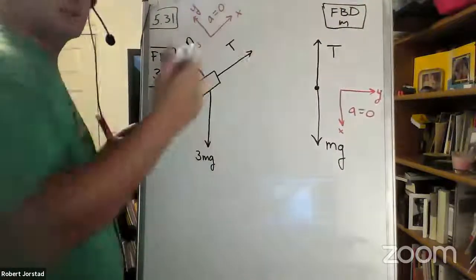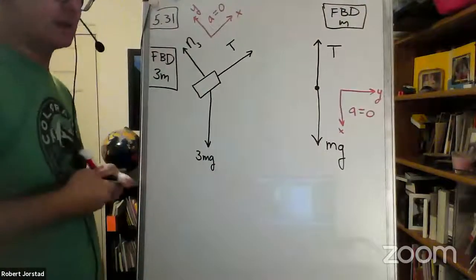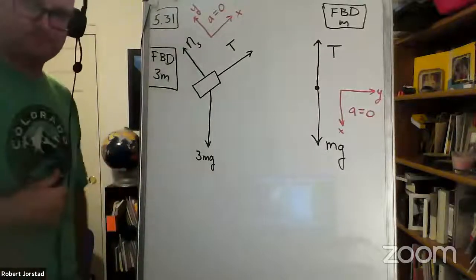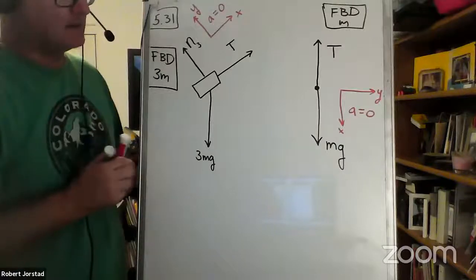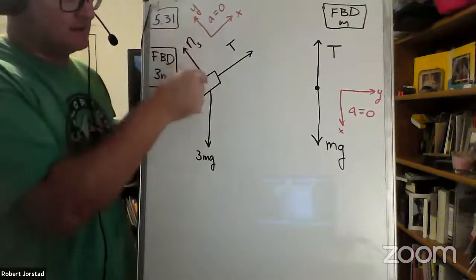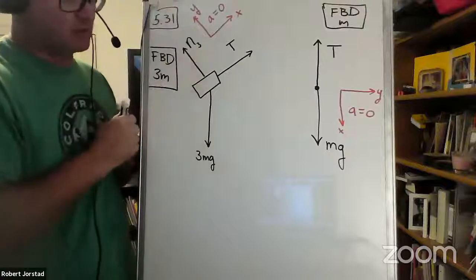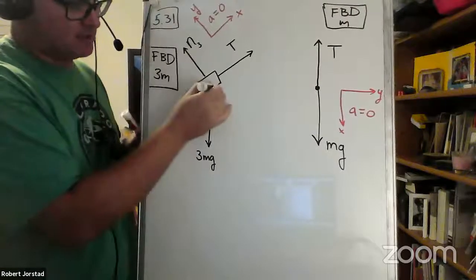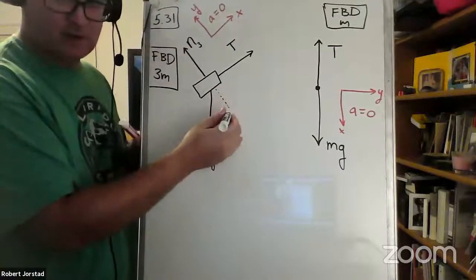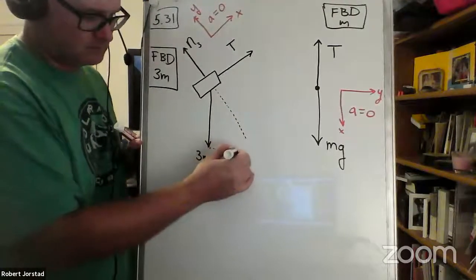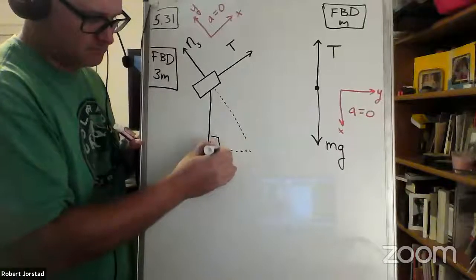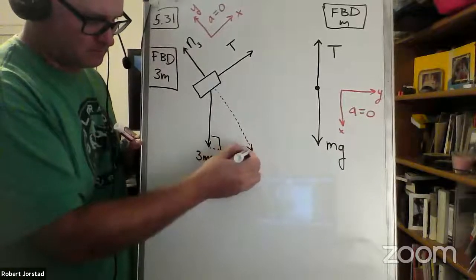You could try to do a system FBD for this one, but I don't recommend it. It's just easier to do the two separate. In this case, I see that this one doesn't line up with the coordinates, so I'm going to split that up. Tell me what I'm doing wrong here, everybody. Watch what I do. Tell me what I did wrong. It's not parallel to the X-plane. Exactly. This one doesn't match that.